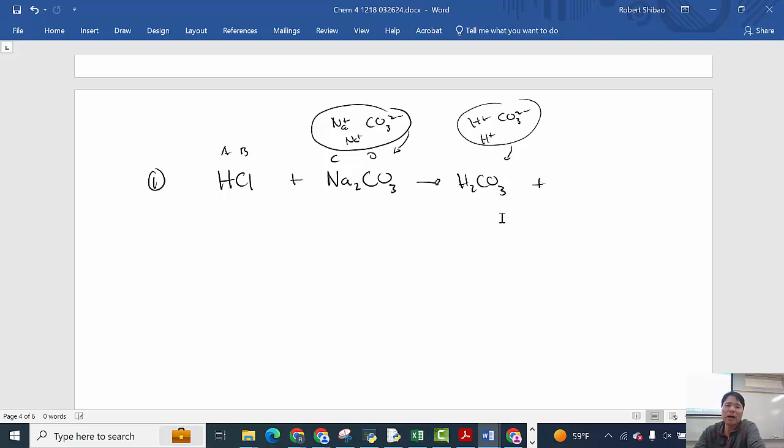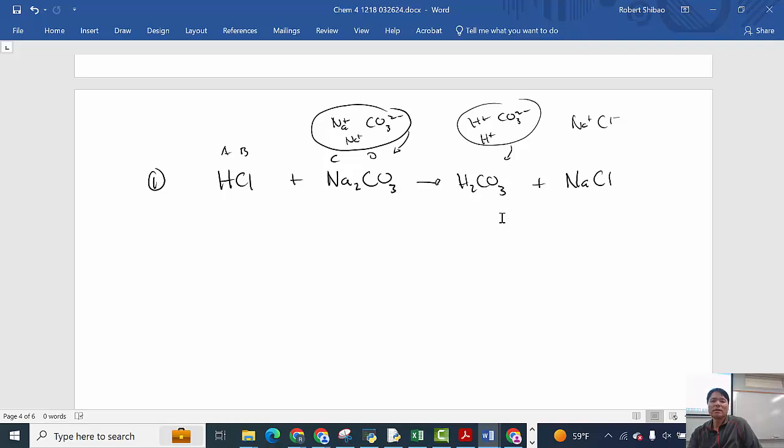And then I have a sodium ion with a chloride ion. What's the correct ratio of sodium and chloride? Sodium is a +1, chloride is a -1, so what ratio do I need? I need a 1-to-1 ratio, and so this would be sodium chloride here. Okay, so I need to get the correct formulas, and then what I'll do is I'll balance it.